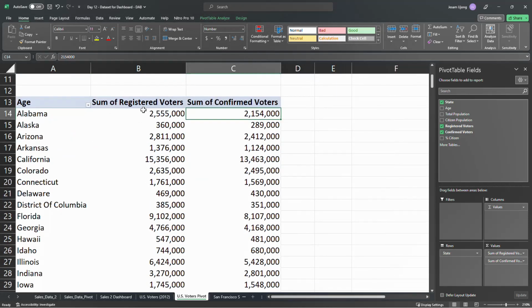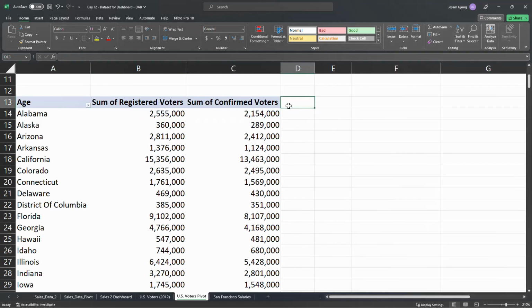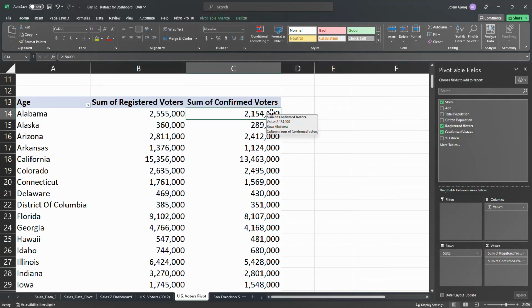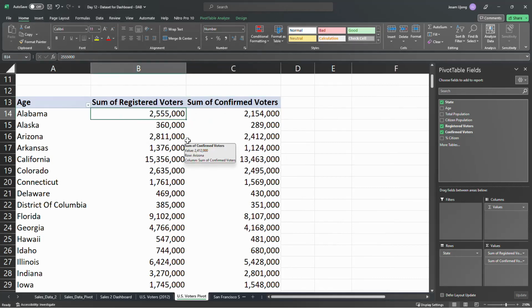Okay, so now we have the sum of the registered voters and the sum of the confirmed voters. So those that collected their PVC versus those that actually went out to vote on the day of the election. Now we want to see the percentage of the confirmed voters, those that went to vote, versus those that were registered. So out of those that registered, how many percent went to vote? That kind of thing.